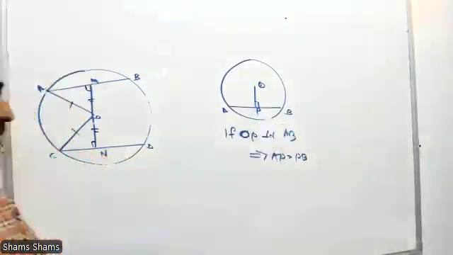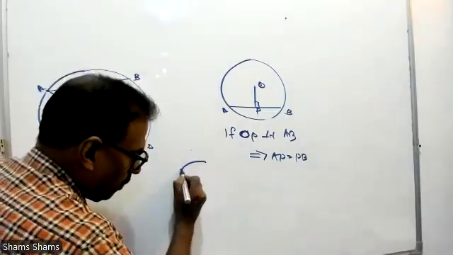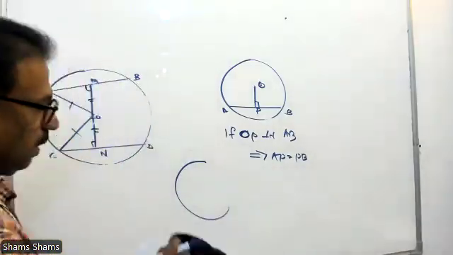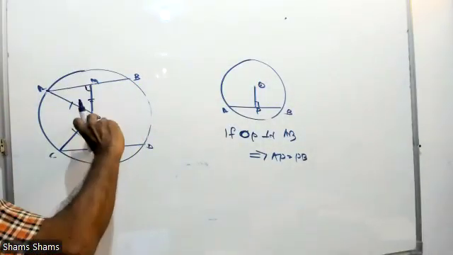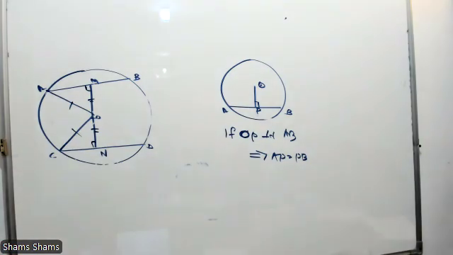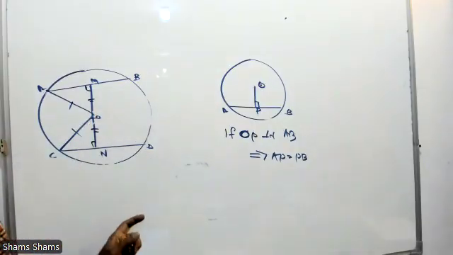Now back here, equal chords are equal distance to the center. That means if AB equals CD, OM equals ON. That is the third thing. Fourth one, if AB equals CD, then what? OM equals ON.